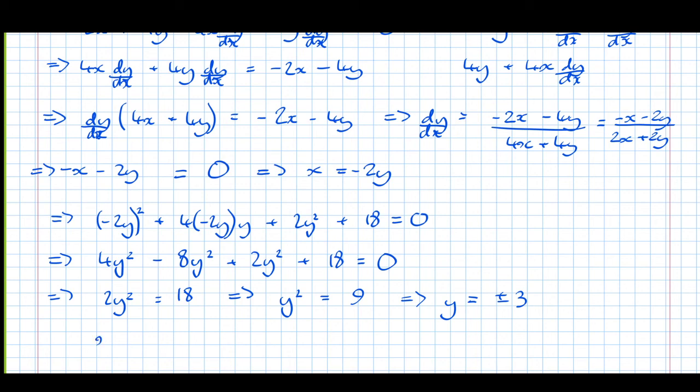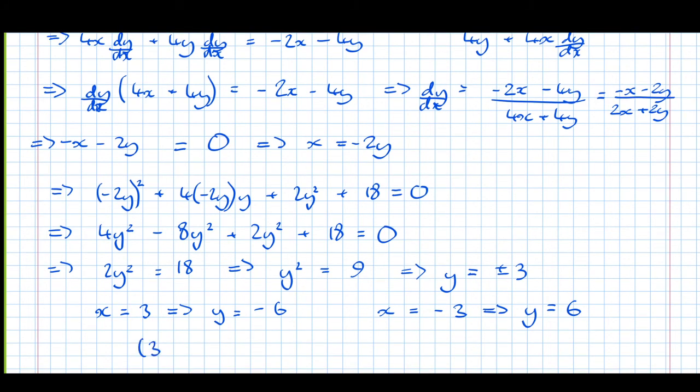So x equals 3 implies y equals minus 2y, which is minus 6. x equals minus 3 implies that y equals 6. So we've got the two points. (3, -6) and (-3, 6) are our answers. So nice and straightforward.